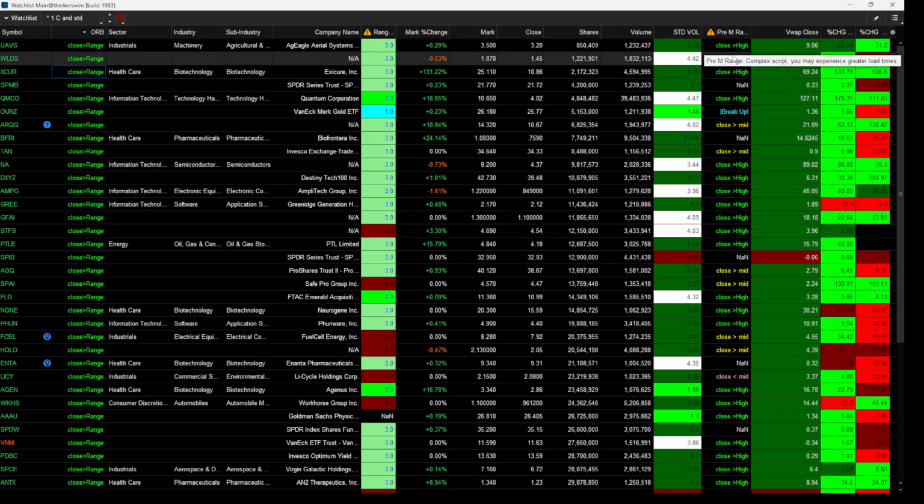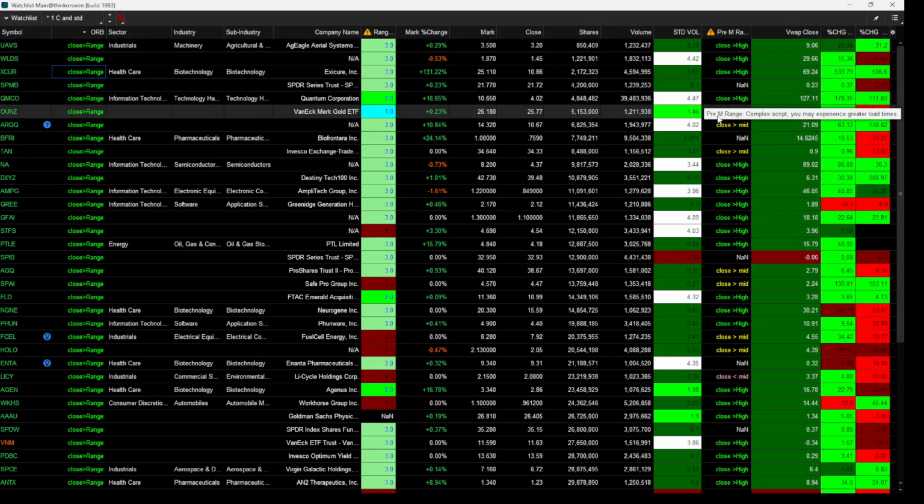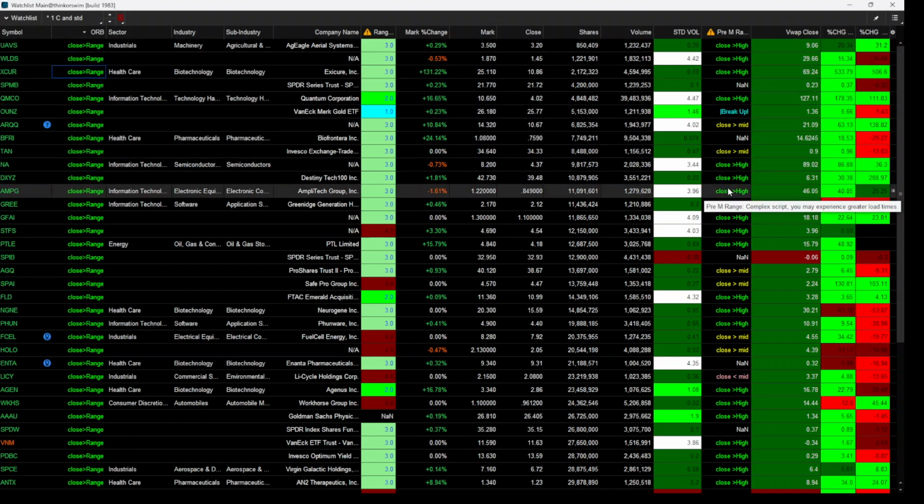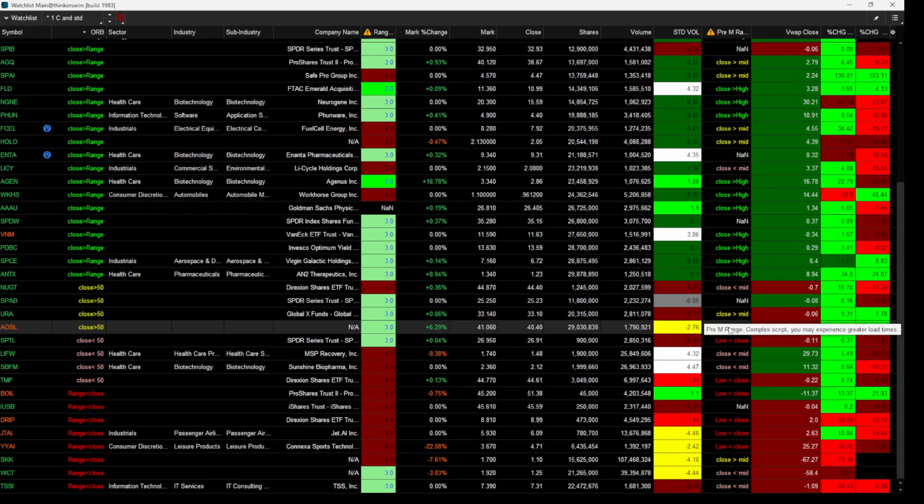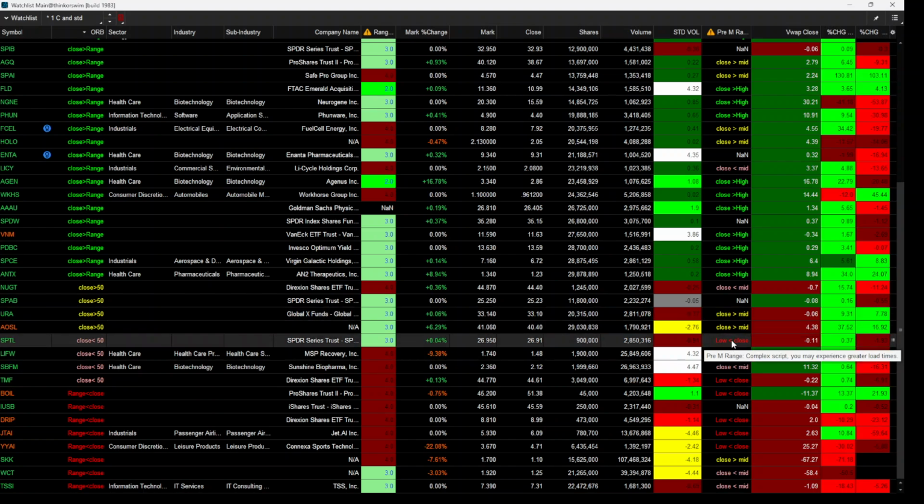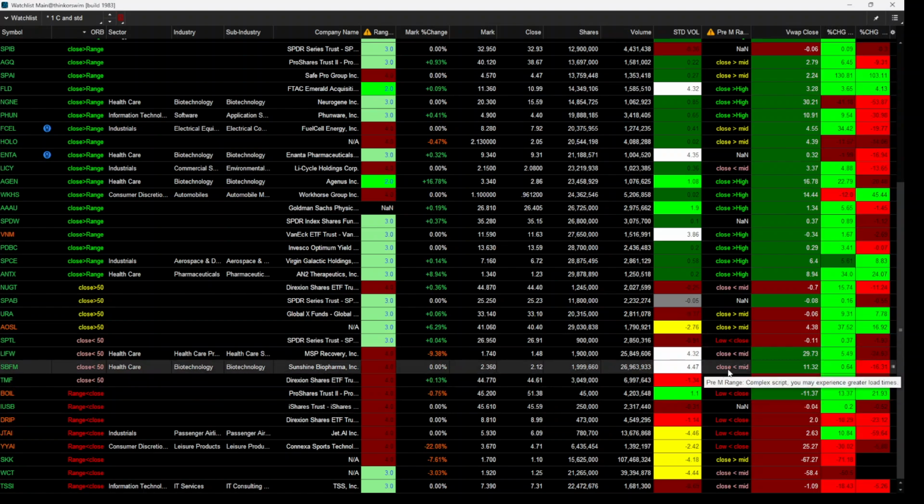So you can see close is greater than the pre-market high. And then you have your breakout, and then you have the close is greater than the midpoint, and then you have the close is less than the pre-market low, and then you have the close is greater than pre-market. Close is less than the pre-market midpoint.